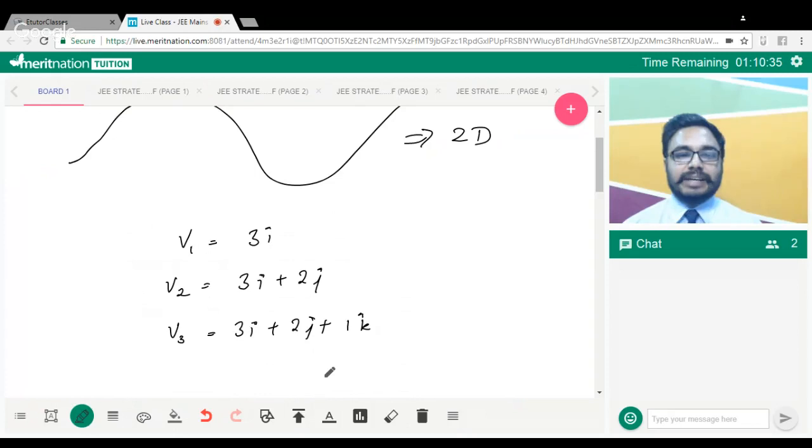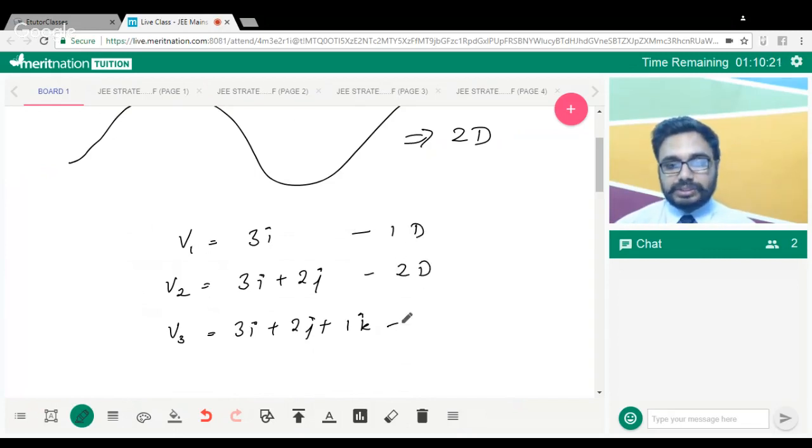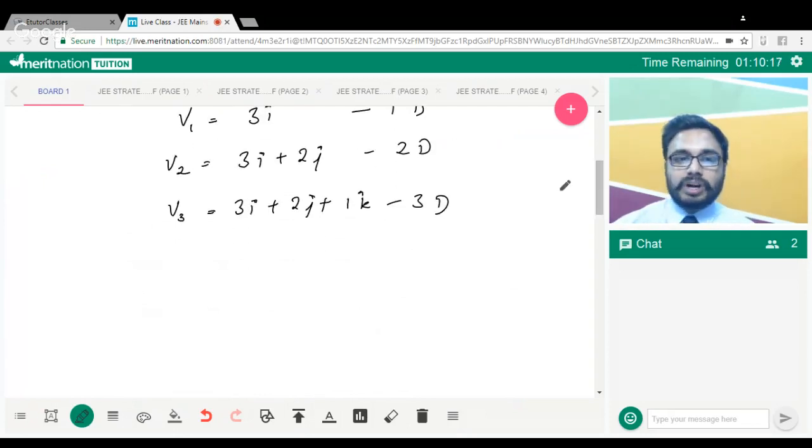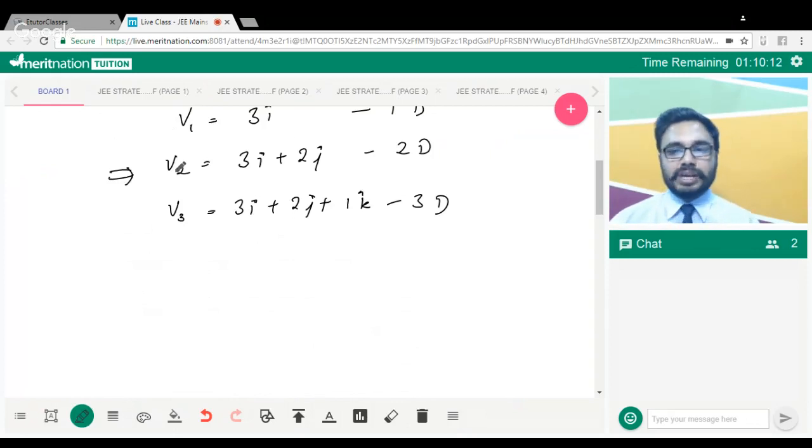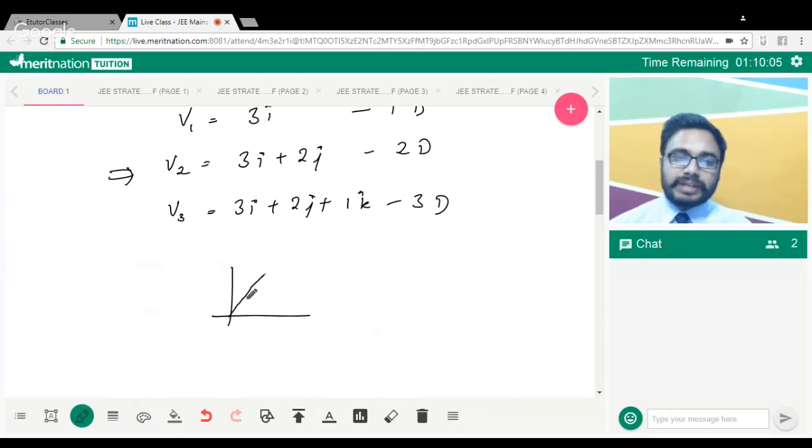If I ask which among the first, second, and third particle is having one-dimensional motion, which is having two-dimension, and which is having three-dimension, 95 to 98% of people answer that this is one-dimension motion, this is two-dimension motion, this is three-dimension motion, which is wrong. How so? Obviously we know that the first particle is moving in one-dimensional motion. For the second particle, the velocity is something like this, so if we draw that motion, the second particle is moving like this.